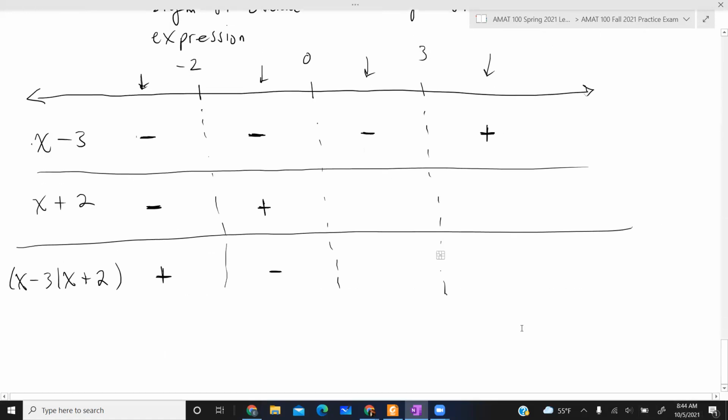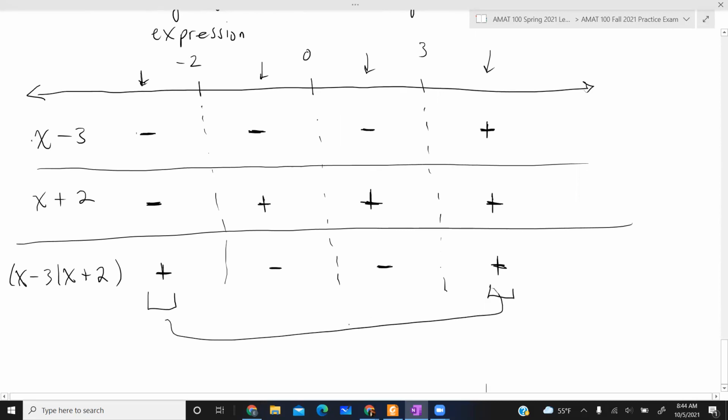Now we're over here, when we're between 0 and 3, say x is equal to 1, x plus 2 will be 3, and that's positive again. And then when you are beyond 3, say when x is equal to 4, x plus 2 is 6, so that's positive. So this will be a negative here, and this will be a positive. So we actually only care about this and this. These are our two intervals where the whole overall product is positive.